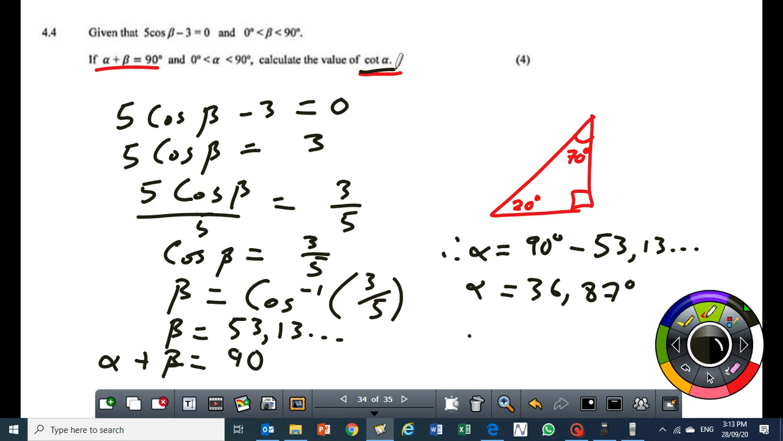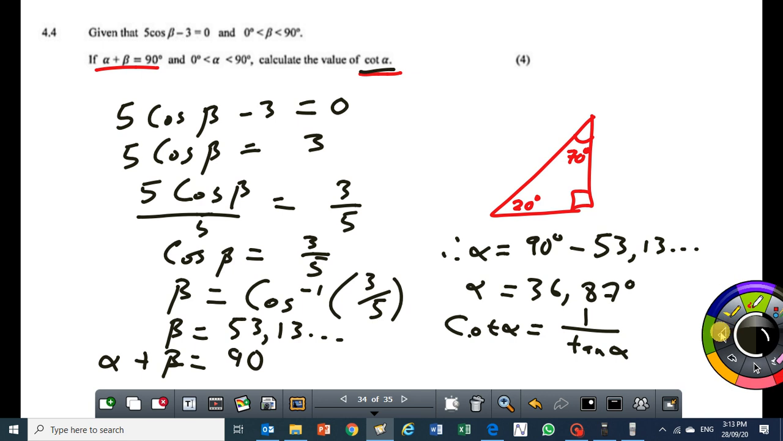Now, fortunately, we know that cot alpha is going to be equal to 1 over tan alpha, from our knowledge of reciprocals. So what are we trying to find? It is cot of 36,87. So therefore, cot alpha is going to be 1 over tan 36,87. So I'm going to go back to my calculator.